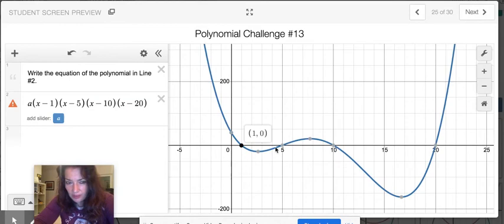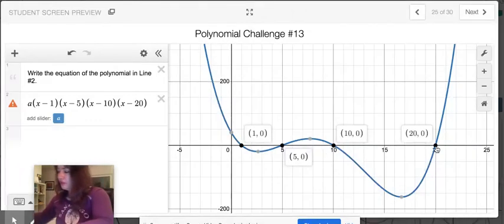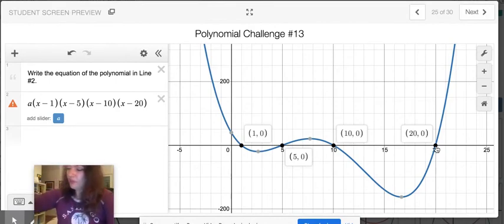So 1, we have that. 5, we have that. 10, we have that. And 20. Okay, so let's write that equation and find our a value. So I'm going to rewrite that equation. And in a moment, we are going to find our a value, and we're going to select a point on the graph, which is 0, 40. So let's see what our a value is in this case.